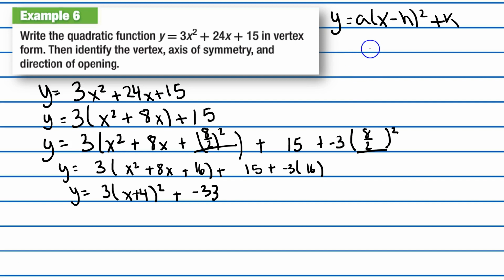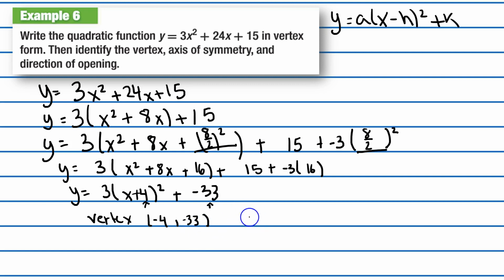Now let's see, is it in the correct form? We have our a, we have our x, h, we have our square, and our k is negative 33. So it's in the correct form. So our vertex, as you recall, was our h and our k. Our h is right here, and our k is right here. It has to be the opposite because there's a minus here. So negative 4 and negative 33. That is our vertex.